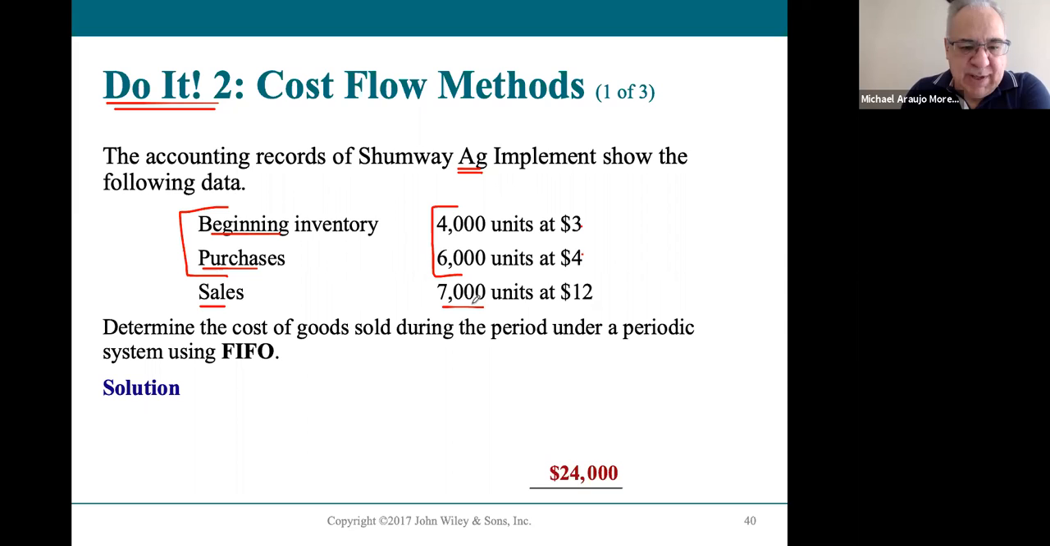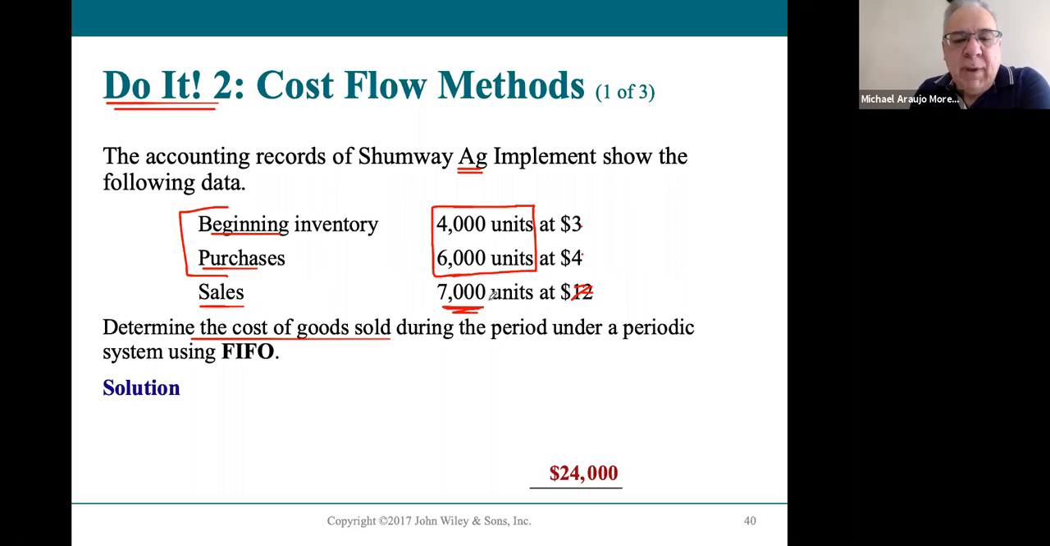Remember, only two things can happen to inventory. It's either still with you or you sold it. In this case, they've given you the sales. We're not calculating revenue, so we don't care. They could have sold it for $100. It doesn't matter. All we care about is the costs here. So here they're asking us to determine the cost of goods sold, right? Of the 7,000 units that they sold, what is the cost of goods sold for those units?